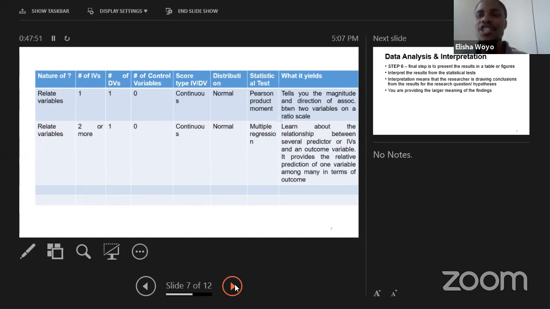So with multiple regression, you are simply running regression modeling multiple times. For each independent variable, you run the analysis. For the next independent variable, you run the analysis. For the other independent variable, you run the analysis. So what we are trying to achieve here is to learn the relationship between several predictor variables, several independent variables, and how they predict an outcome variable. So it provides you with a relative prediction of one variable among many in terms of the outcomes.